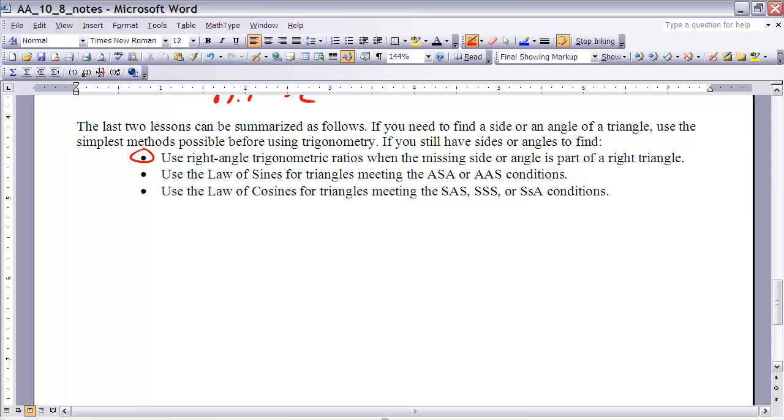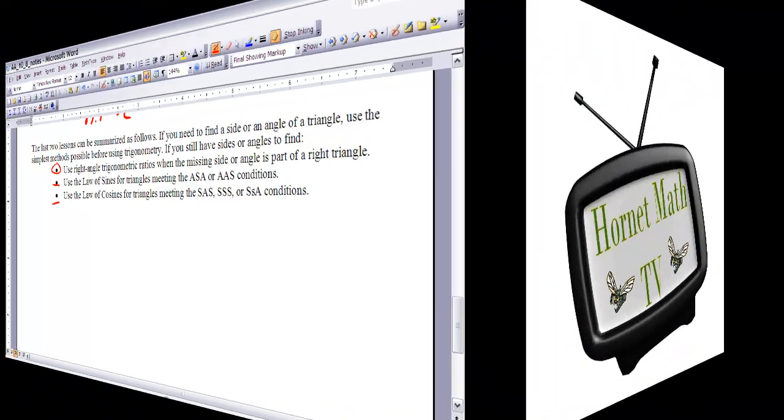And then finally, we can use the law of sines and the law of cosines. If we have angle side angle or angle angle side, we can use the law of sines. And if we have side angle side, side side side, or big side, little side, big angle, if I have any of those three situations, I can use the law of cosines.